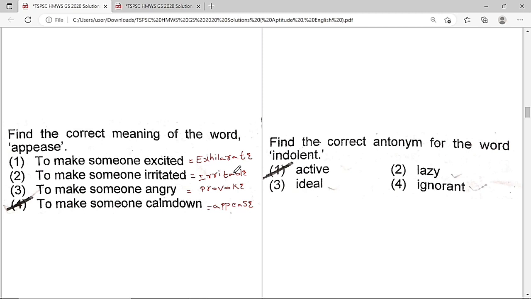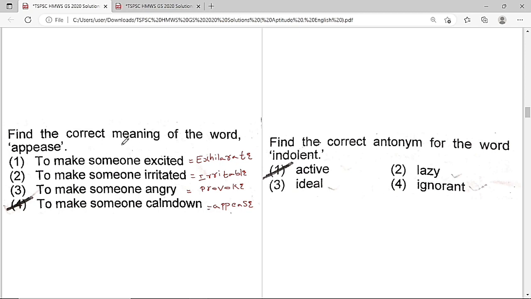So you can say exhilarate means to make someone excited. Irritable means to make someone irritated. Provoke means to make someone angry. Appease means to make someone calm down. These are the words and the corresponding meanings. So finally, appease means to make someone calm down is the correct solution of this question.